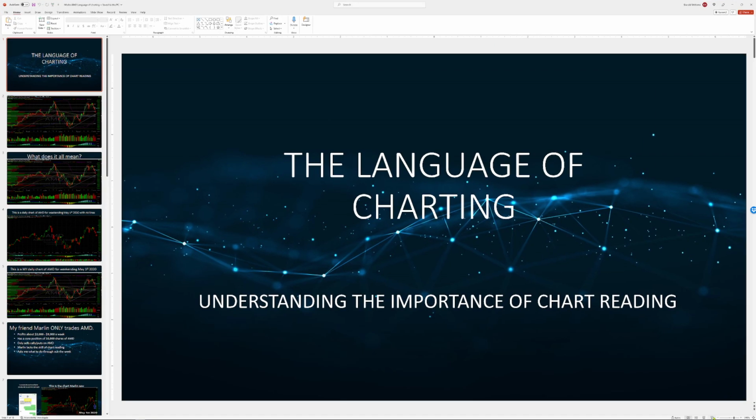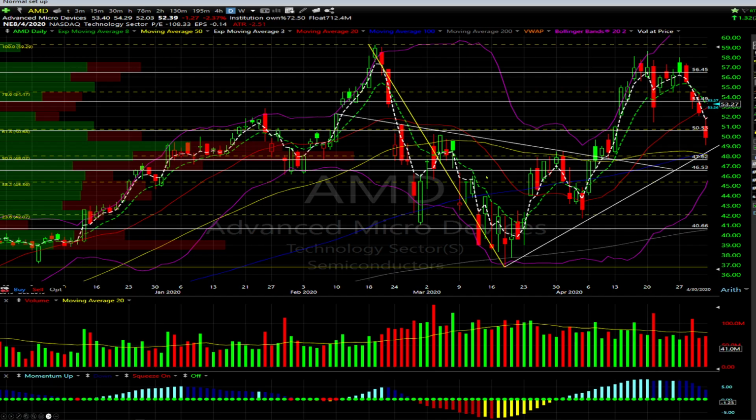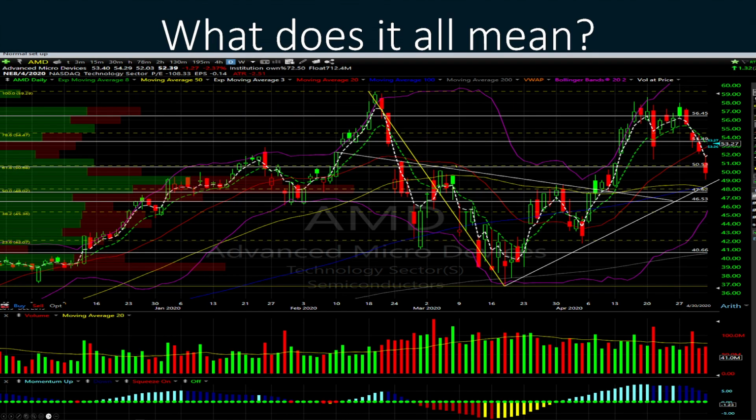So here, I'm just going to run through this real quick. This is a PDF, a PowerPoint that I created years ago. So the prices are going to be a little outdated, but the theme is still the same. This was my chart of AMD at the time. Lots of lines, lots of things. If you were to hand this to somebody, they wouldn't know what the heck is going on. But for me, I know what it means.